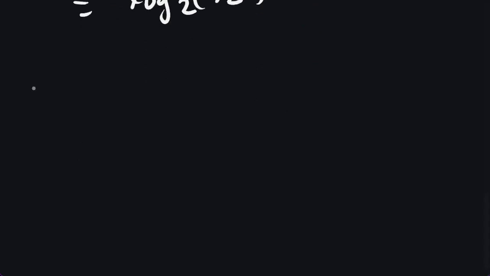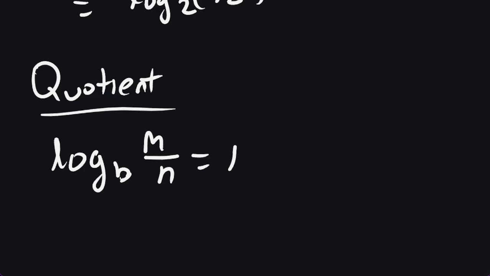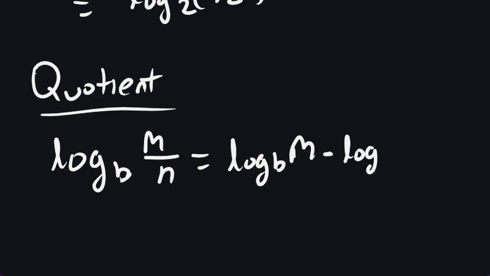And the quotient rule works very similarly, whereas the product rule works with multiplication and addition. The quotient rule works with division and subtraction. So if you have log base b of m divided by n, this equals log base b of m minus log base b of n.